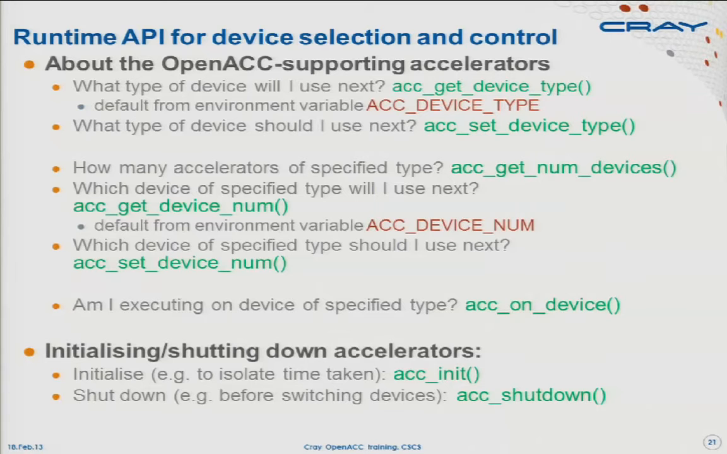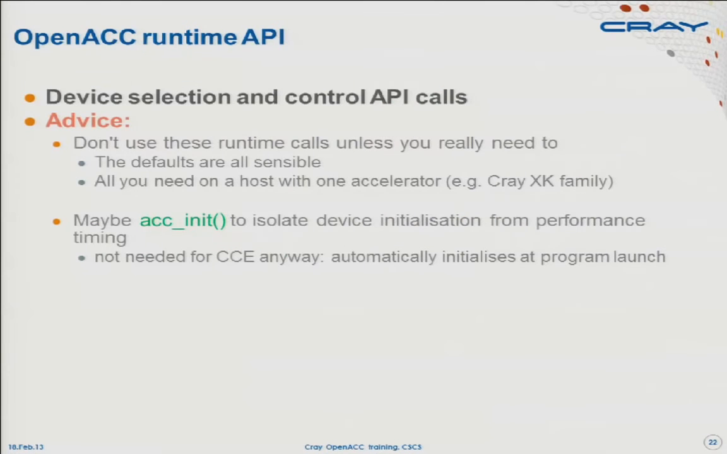This is not relevant to a Cray system. You don't need to do it. You don't need to init and shut down the GPU on a Cray system. It's done for you automatically. There's one GPU per node. It's a very easy to understand hardware model. So unless you're working on something quite strange, you probably don't need to worry about these.